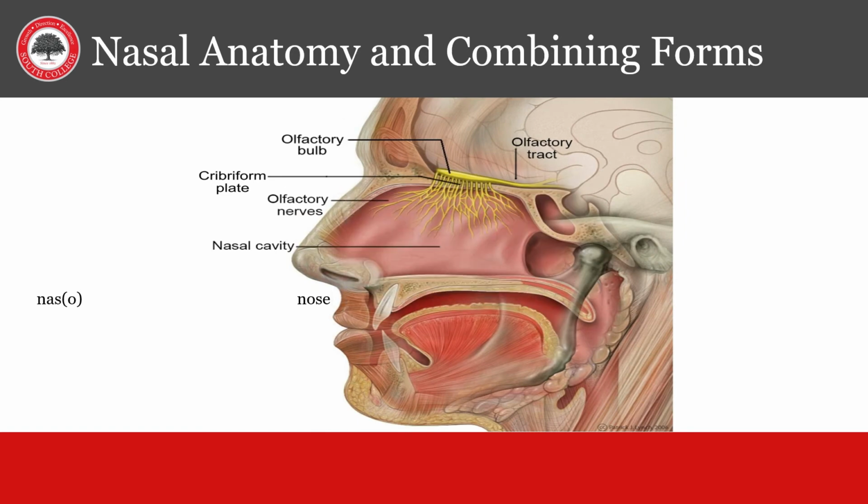The olfactory nerve has receptors in the superior portion of the nasal cavity and projects these through the cribriform plate of the ethmoid bone from the olfactory bulbs. Naso refers to the nose.